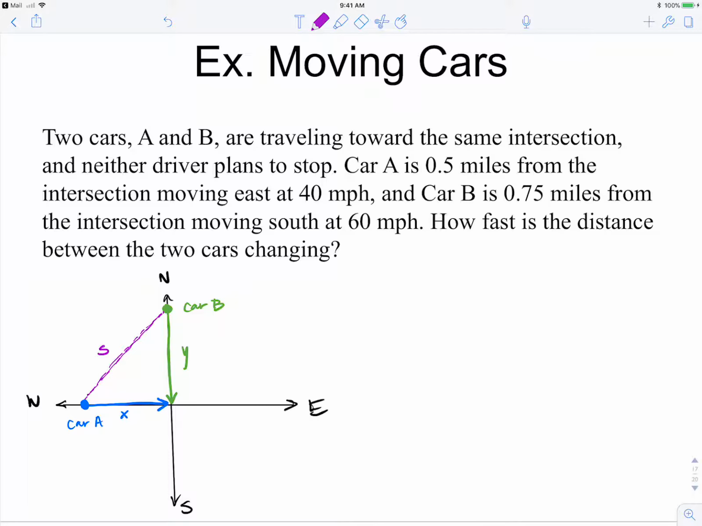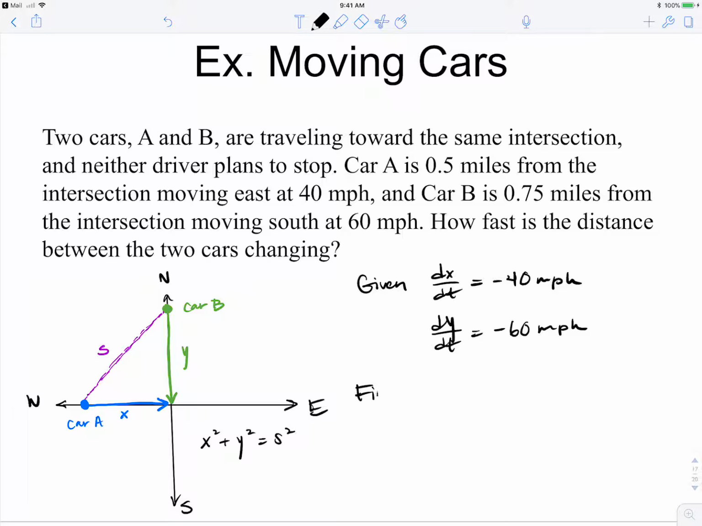Looking at our picture here, we can see the relationship, Pythagorean theorem, x squared plus y squared is equal to s squared. We are given a couple of rates. We're given that dx over dt is equal to negative 40 miles per hour, and I put a negative on this rate because x is decreasing as time is passing. And then dy over dt is equal to negative 60 miles per hour.